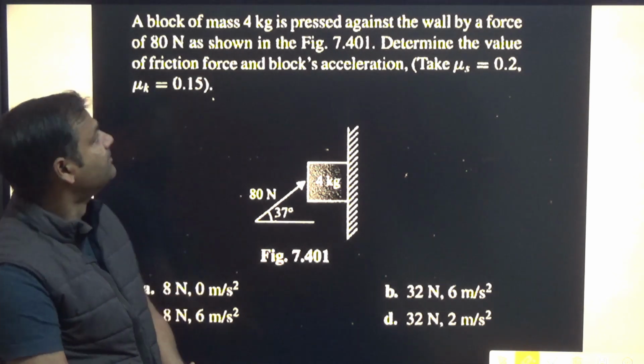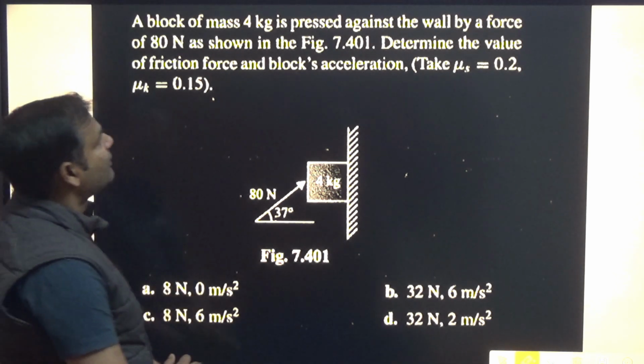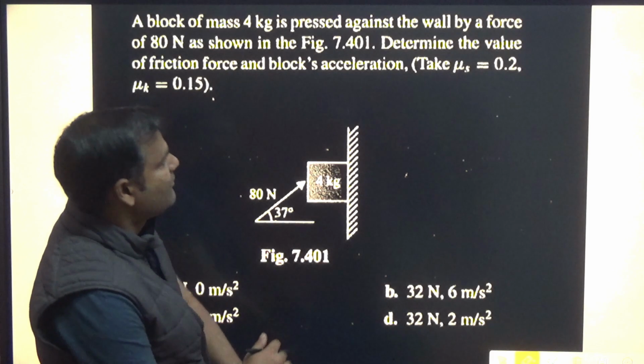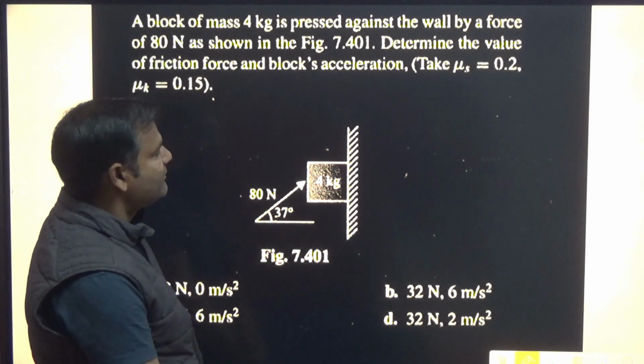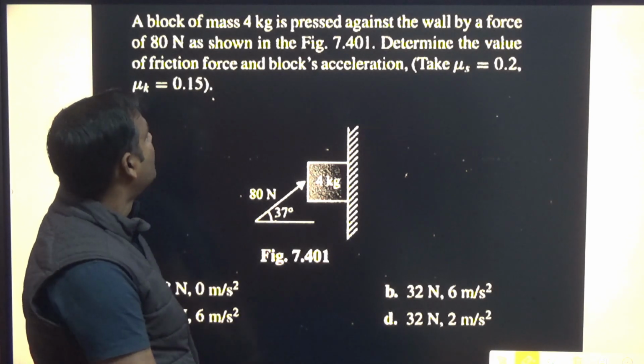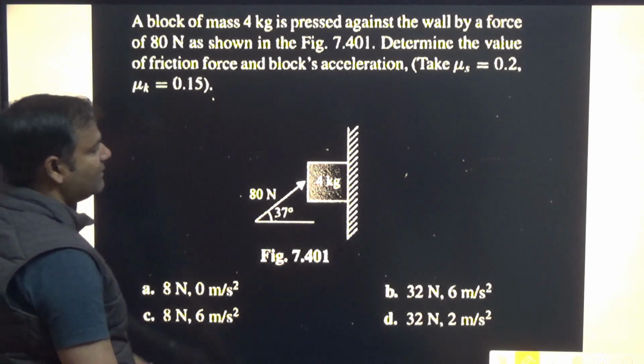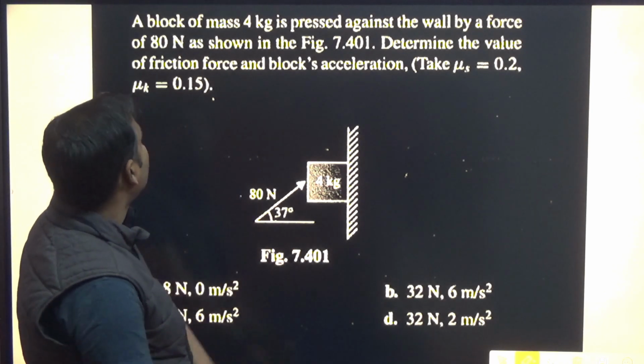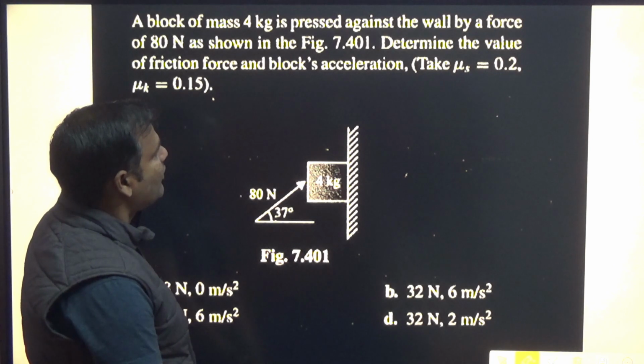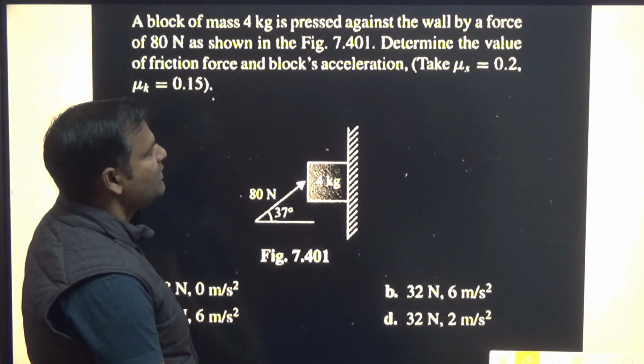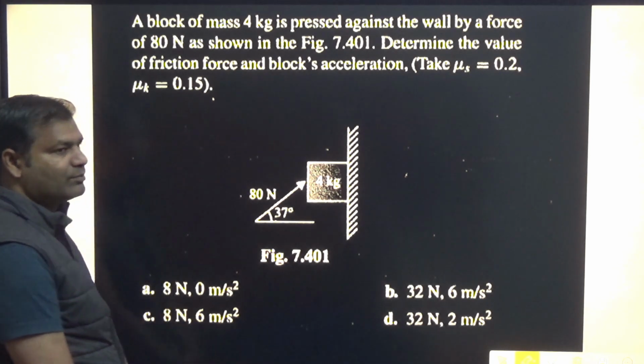Now, question of the day. A block of mass 4 kg is pressed against the wall by a force of 80 Newton, as seen in the figure. Determine the value of frictional force and block acceleration. Take μs and μk as given.